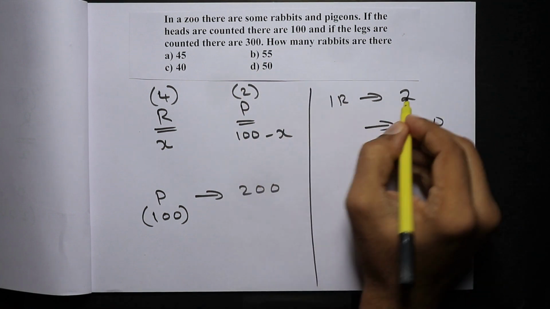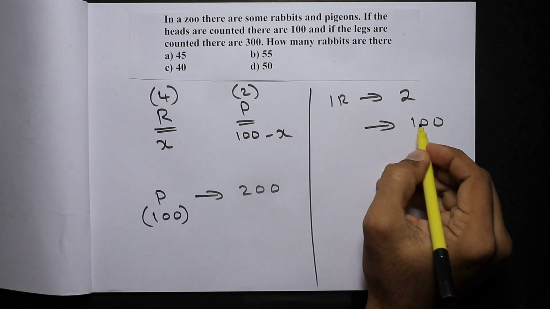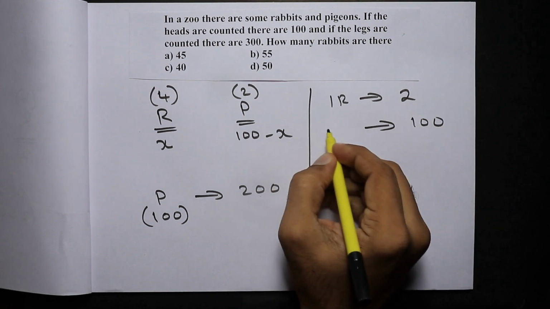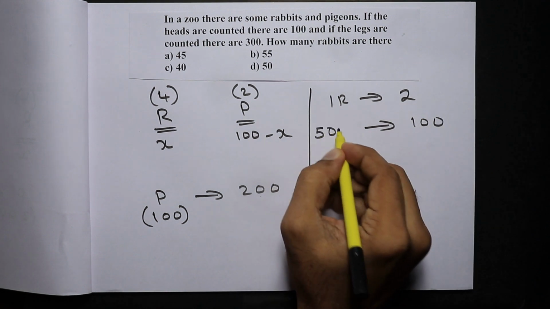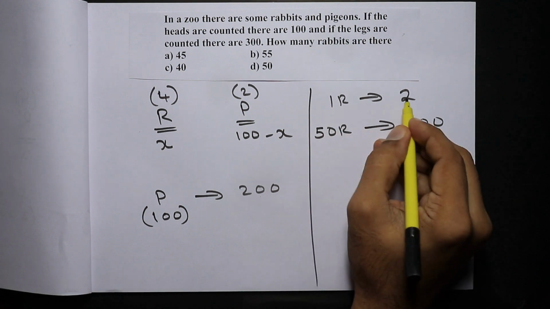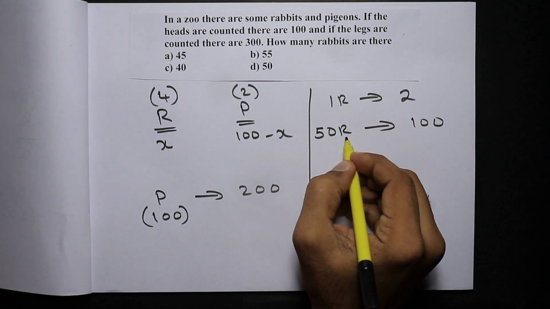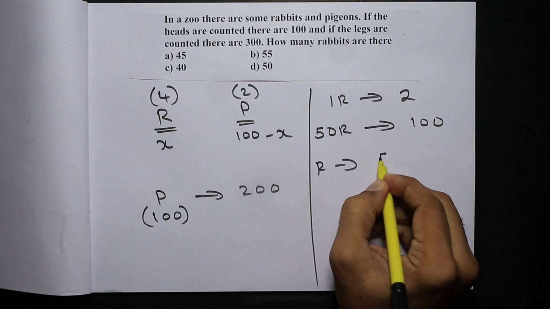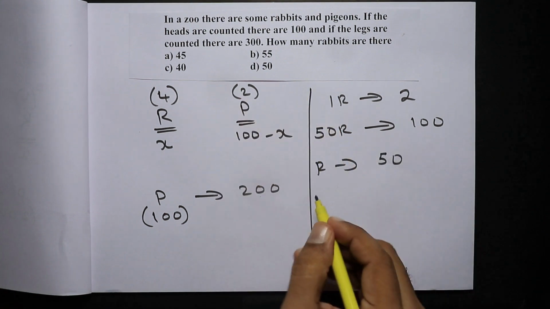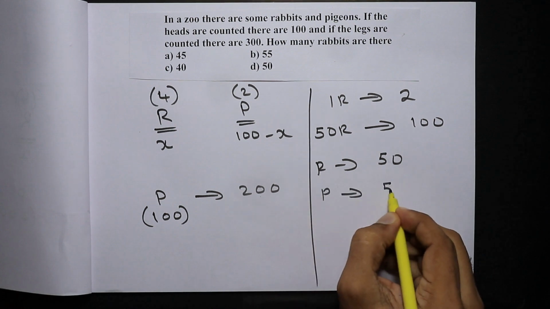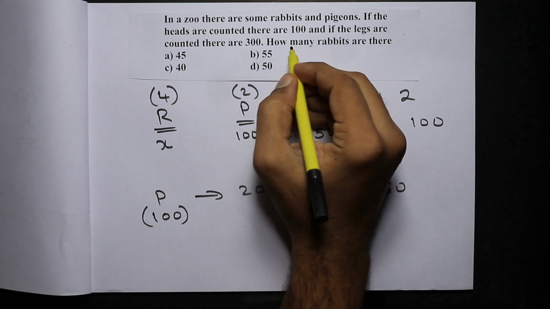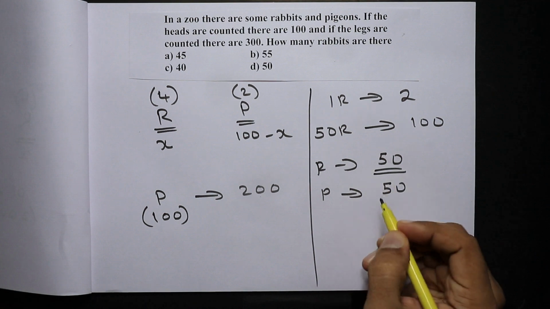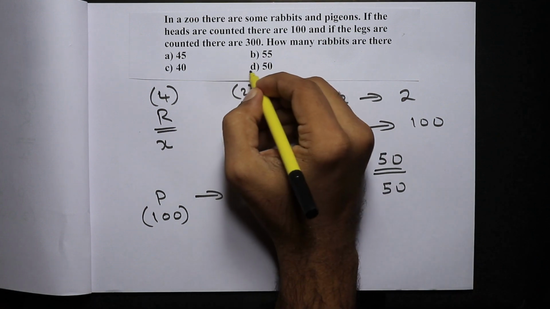For each rabbit you will have extra 2 legs and here you have extra 100 legs, which means that number of rabbits will be 50. Each one rabbit you will have extra 2 and for 50 rabbits you will have extra 100. So number of rabbits will be 50, total 100 animals are there, so number of pigeons also should be 50. So how many rabbits are there? There are 50 of them, that is option D.